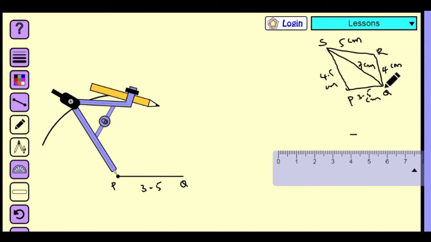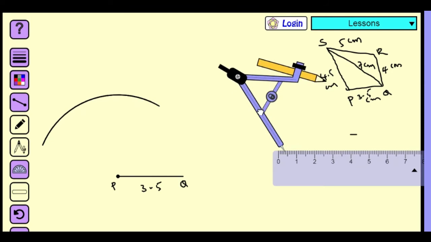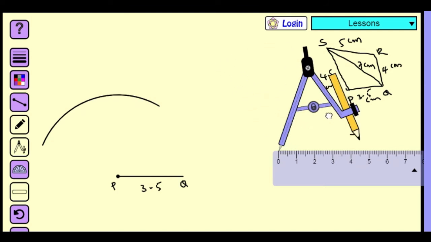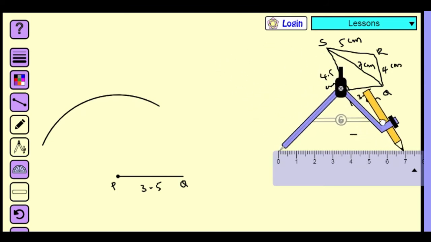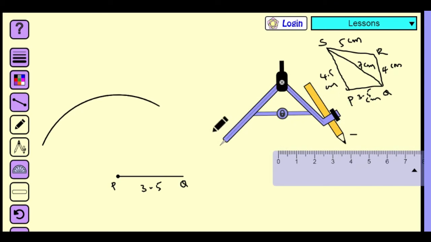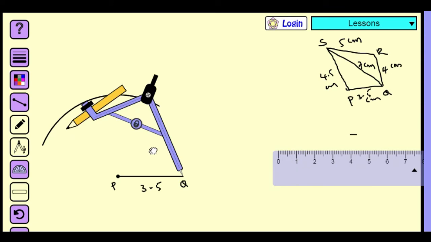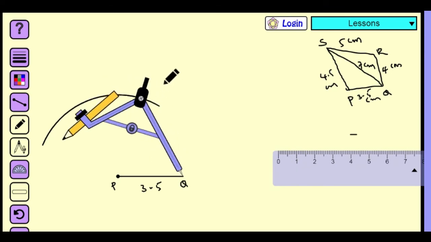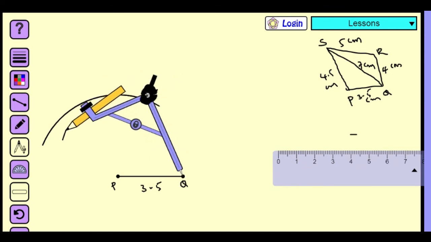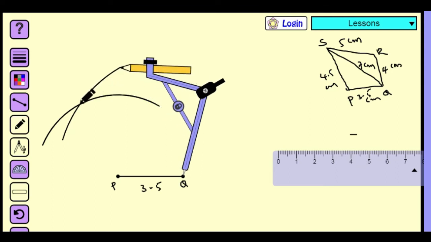Now the length of Q to S is 7 centimeters. Take the compass radius as 7 centimeters with the help of a ruler. Now, with Q as the center and a radius of 7 centimeters, draw an arc which cuts the previous arc at point S. Now join PS and QS.